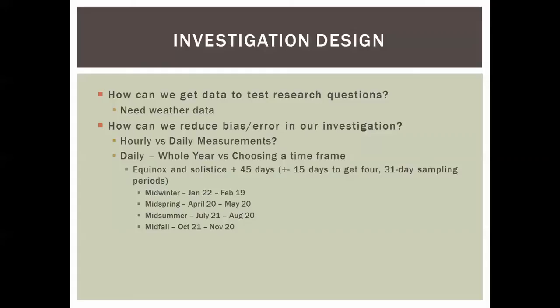You can look at a period of days between January 22nd and February 19th. So you're looking at the middle of winter, so it's far enough away from the solstice and the equinox. You're looking at mid-spring, April 20 to May 20, midsummer, July 21 to August 20, mid-fall, October 21 to November 20. These are pretty good 30-day measurements that don't correspond with the extremes of the solstices or the equinoxes.